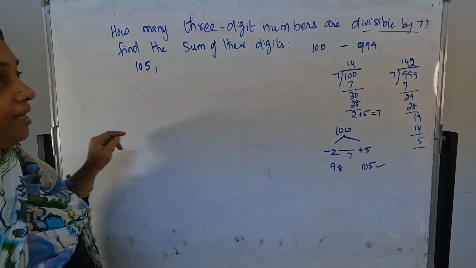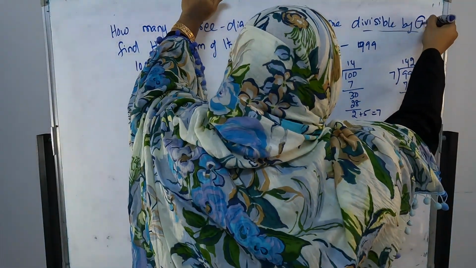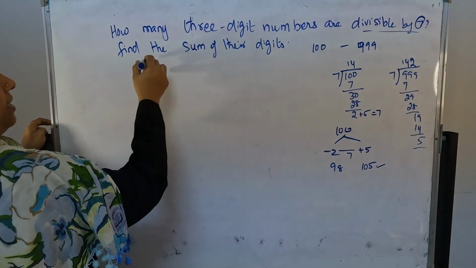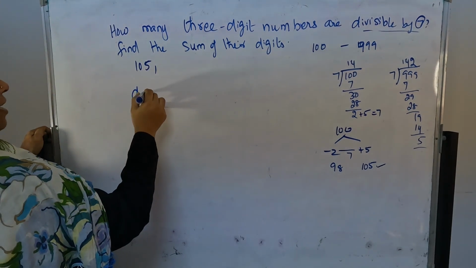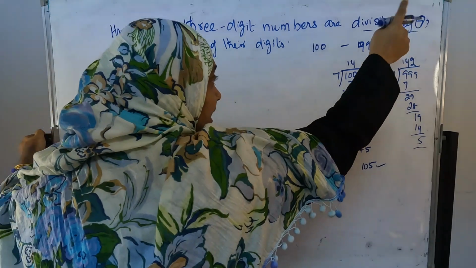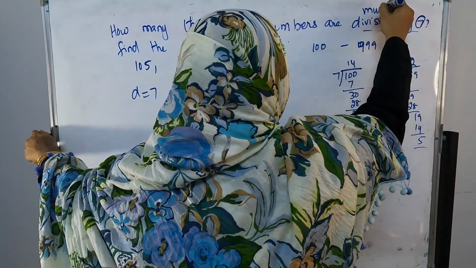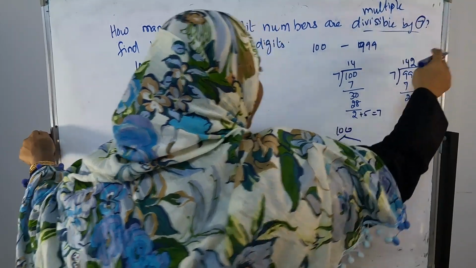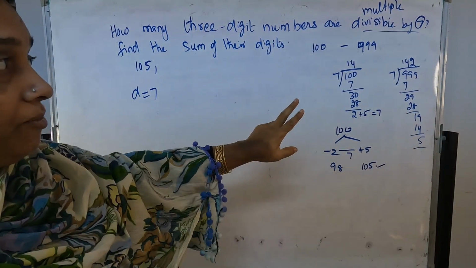What is the next number? Which number are we dividing by? 7 only. So add 7. So our D is 7. Okay, what is the divisor? Multiple of 7. Same thing only, multiple of 7. Multiple of 8, whatever number they are giving, same concept only.